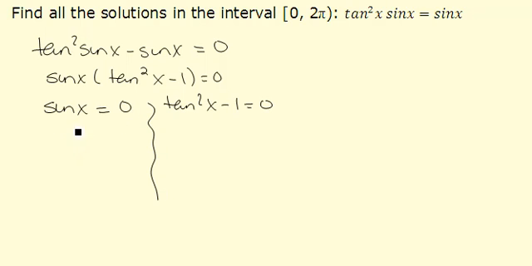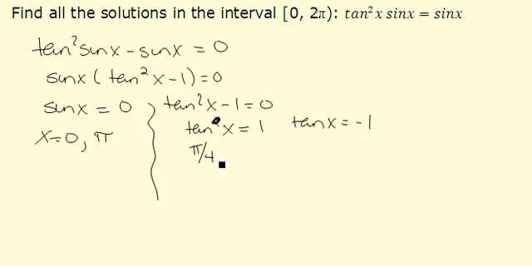Solving for the first set, sine of x is equal to 0 in the interval between 0 and 2 pi at x equal to 0 and at x equal to pi. Now looking at tangent squared x minus 1 is equal to 0, we are looking for values where the tangent of x is either equal to positive 1 or negative 1. Tangent of x is equal to positive 1 in quadrants 1 and 3, or pi over 4 and 5 pi over 4. Tangent of x is equal to negative 1 in quadrant 2, 3 pi over 4, and quadrant 4, 7 pi over 4, giving us our 6 solutions.